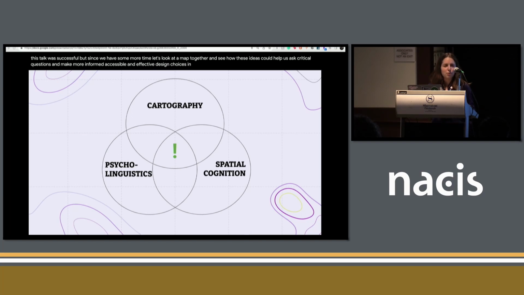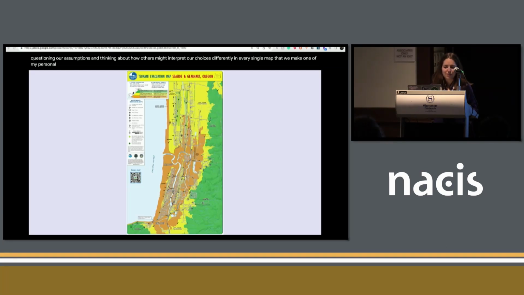In practice, it probably won't be super common for any of us to be making a map for an audience that only has 2 words for colors, or where the difference between right and left and west and east make a super big difference. But we can use the same process of questioning our assumptions and thinking about how others might interpret our choices differently in every single map that we make. One of my personal favorite applications for this is in emergency hazard mapping, where the rapid usefulness of a map can be the difference between life and death.